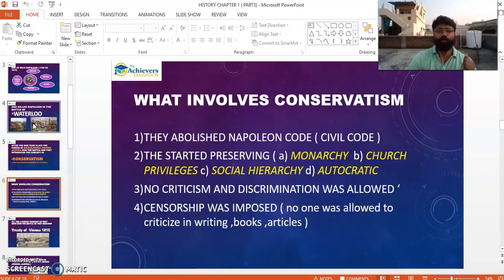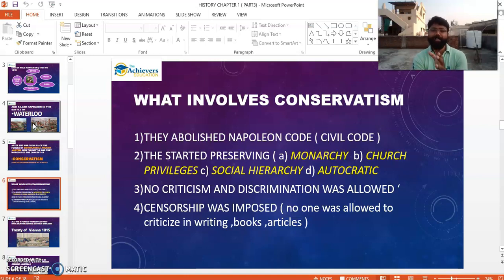Then they also promoted social hierarchy, again that same old social hierarchy of kings, nobles, knights, peasants. Just as we used to have in our Hindu religion the varnas: Brahmin, Kshatriyas, Vaishyas, and the Shudras. So they also brought their social hierarchy into their system, and again autocratic rule. Now what is the meaning of autocracy or autocratic rule?